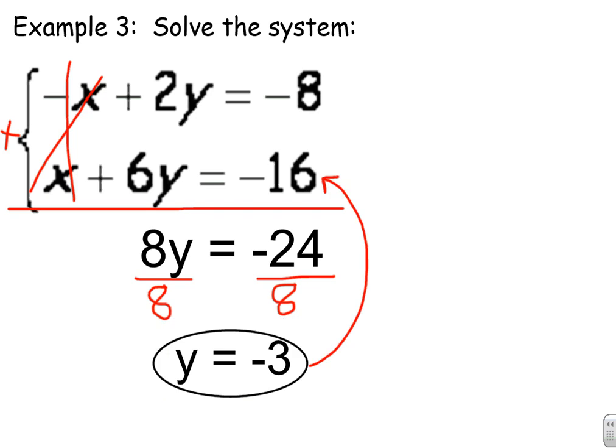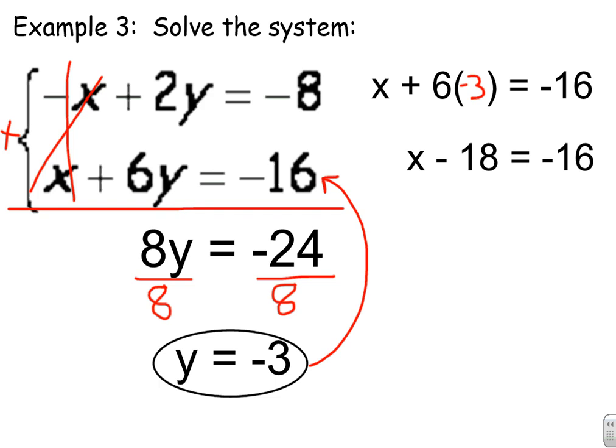I chose the bottom equation. Why not? I rewrote it with parentheses instead of the y variable. I plugged in negative 3, which I solved for. 6 times negative 3 is negative 18. The equation now reads x minus 18 is negative 16. We are solving for x, so we add 18 to both sides.